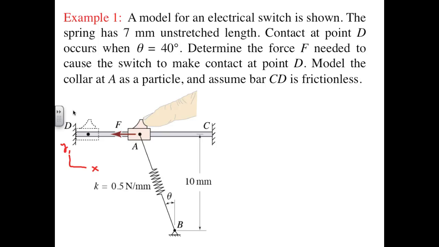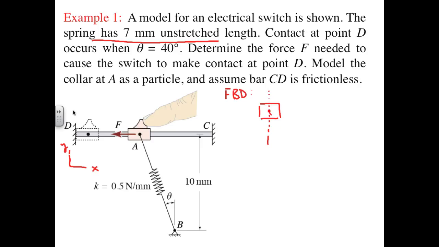We might also note that the spring has a 7 millimeter unstretched length, and the smallest stretched length that it will have is when A tends to be right over B. What that tells us is that throughout the entire motion of the spring, it will always be in tension. Its least tensile state will be when A is directly over B, and it will become increasingly tensile as we push it towards D. Our free body diagram then for the switch will look like this.